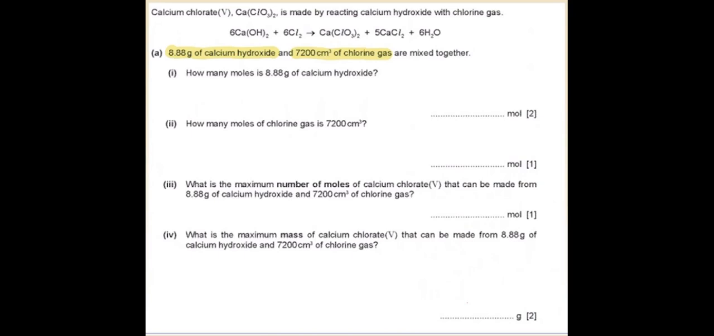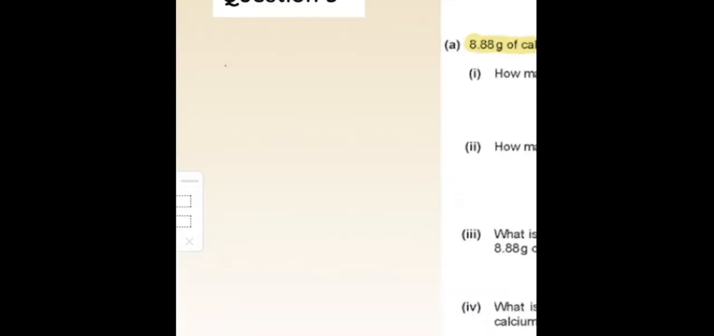First of all, it's asking you how many moles of calcium hydroxide do you have? Then it's saying how many moles of chlorine do you have? And then it's saying what's the maximum number of moles of calcium chlorate. So we are talking limiting reagents here. So we're going to need three things in our table. So let's go ahead and draw our table out first.